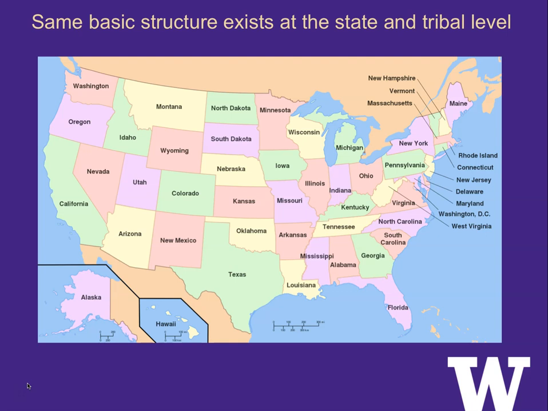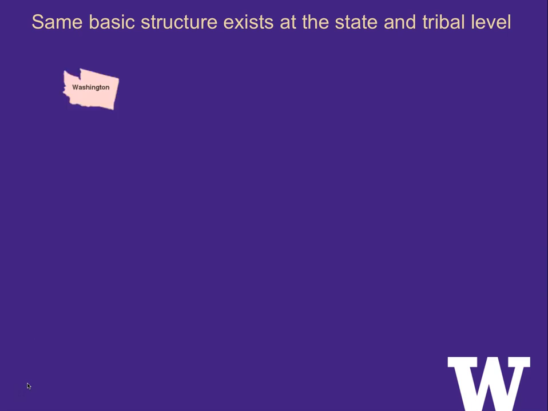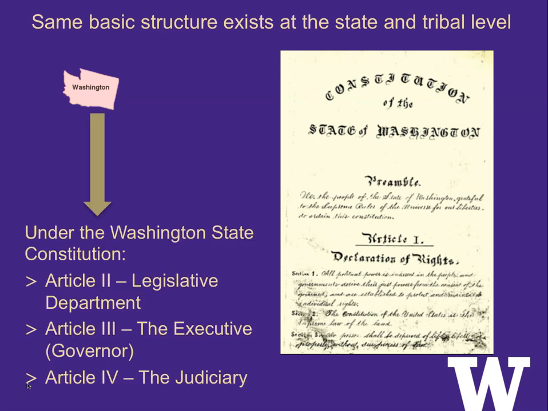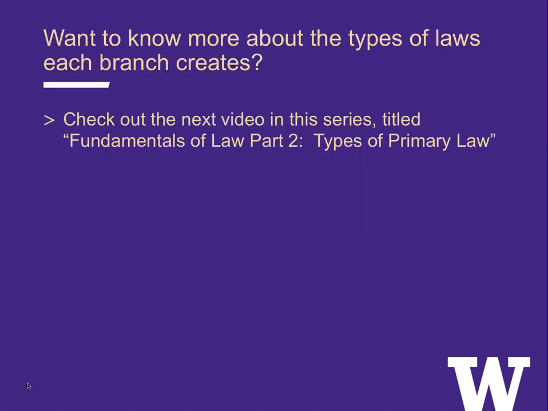Thus far, we've been focusing on the Constitution and branches at the federal level, but state and tribal governments have the same basic structure. For example, Washington State has a constitution similar to the one at the federal level. The Washington State Constitution establishes the legislative branch, which consists of the House and Senate, just like at the federal level, the executive branch, which in this case is not the president, but the governor who holds executive power, and the judiciary, which consists of the state Supreme Court and the lower courts. So that is a quick overview of the three branches of government.